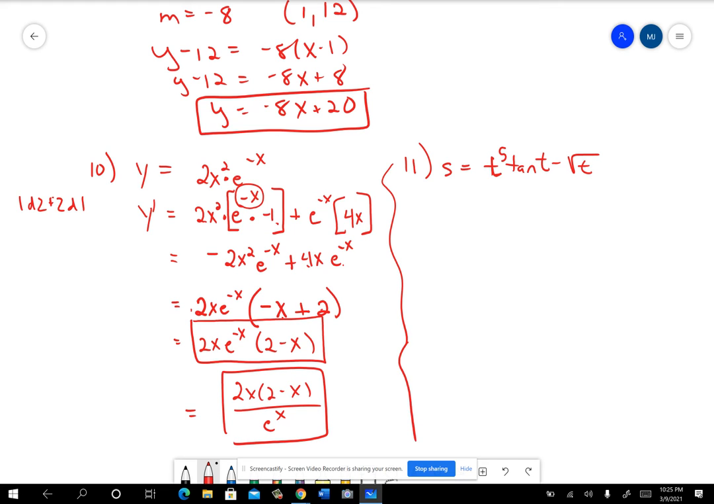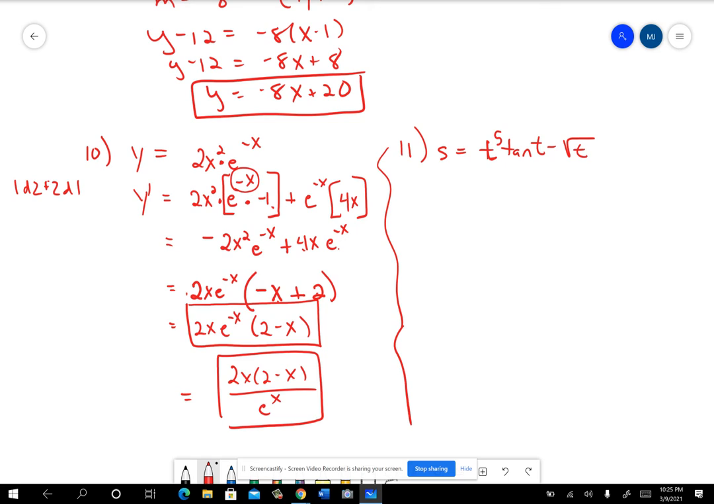All right, so let's come over here to number 11. We're going to have to use the product rule on this part. So when we start to do the derivative, we're going to take that and use the product rule. So we'll do the first function times the derivative of the second, and then we're going to do plus the second function times the derivative of the first. And then we're going to do the derivative of the square root of t, which is really t to the 1/2. So it'll be minus 1/2 t to the -1/2.